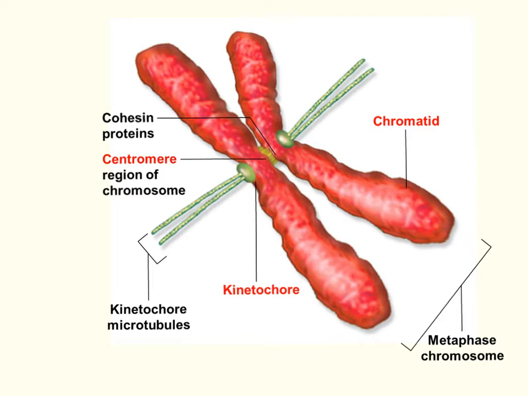The copies that were made during the S stage will attach to each other at a location called the centromere. So that's what you see here in this image. So we have the centromere, which is the location where the two copies are attached. The two copies, by the way, are known as sister chromatids. So this is one sister chromatid, and here is the other sister chromatid, and they're attached together, and these are identical copies.